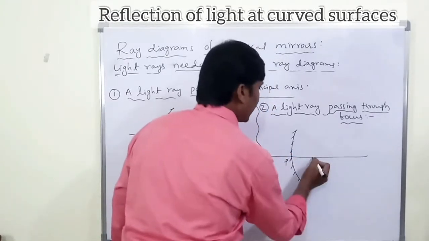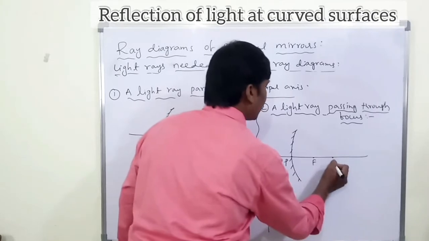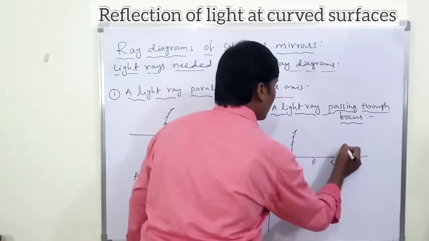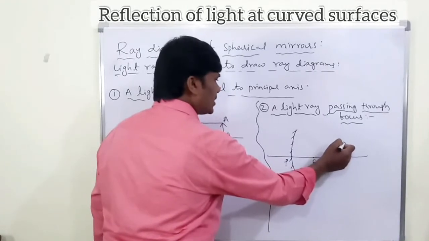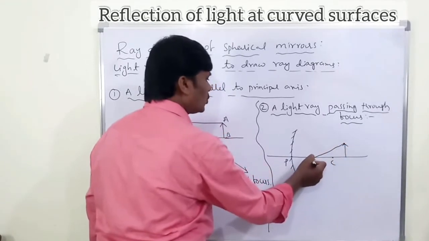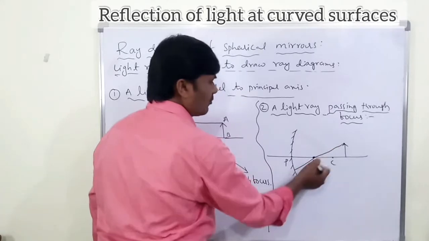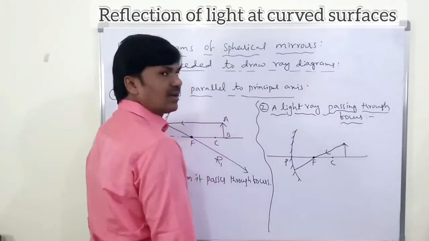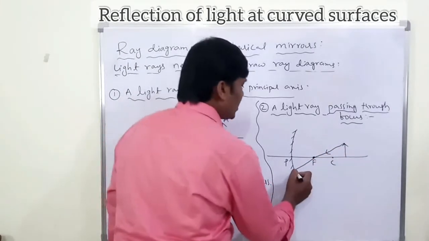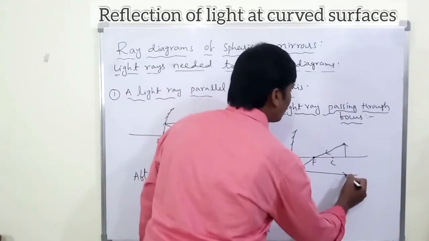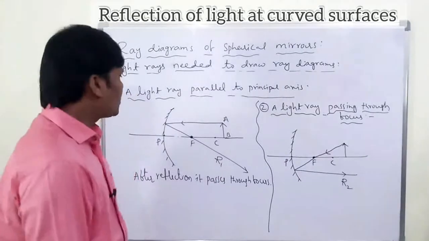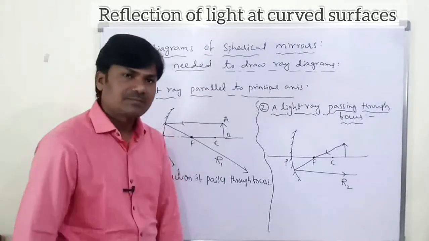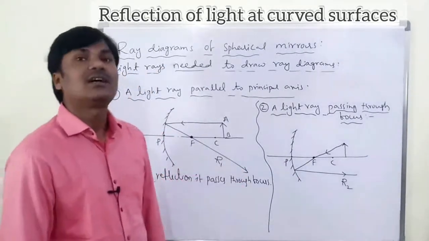Pole, this is the principal axis, focus, center of curvature. We have kept the object in this way. Now I am taking the light ray from the object and that is passing through the focus. See, it is passing through the focus. Second light ray. Understand? What happens after reflection? It just becomes parallel to the principal axis. This is the second light ray. Understand? Actually, these two light rays are enough. But sometimes we also use the third light ray.